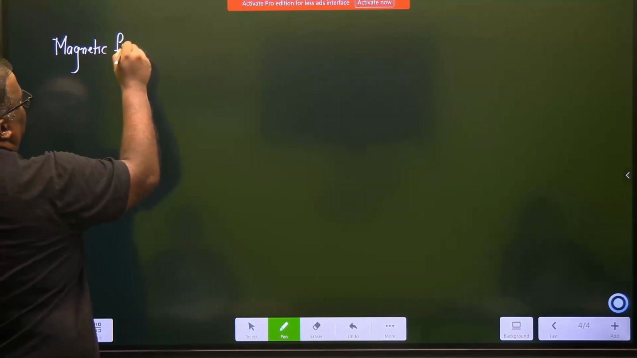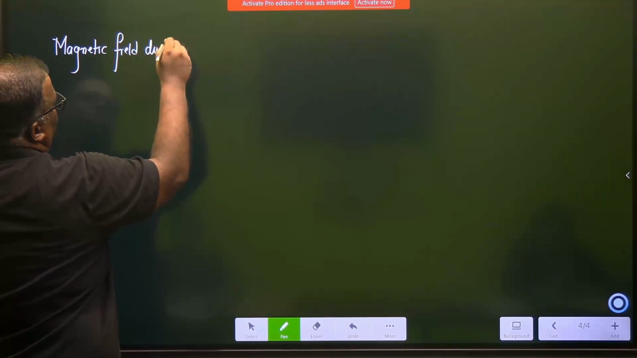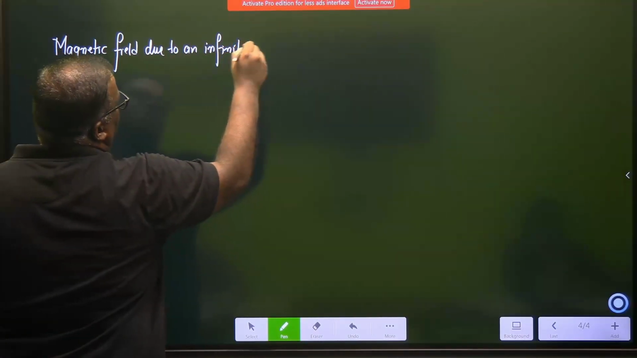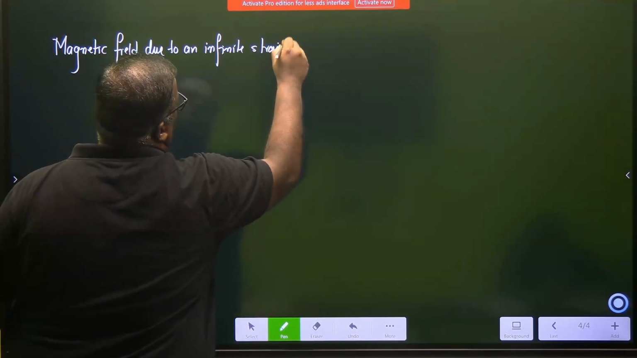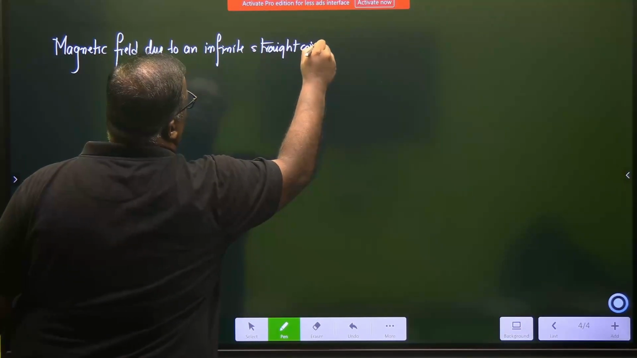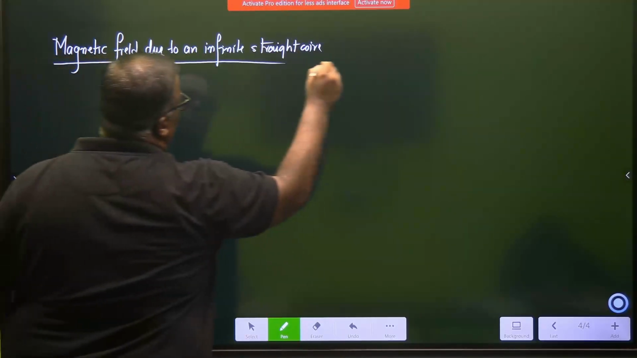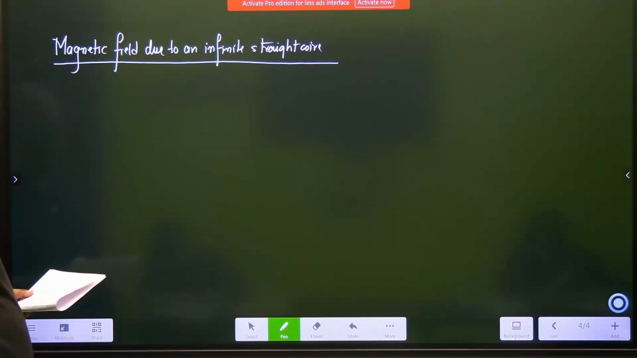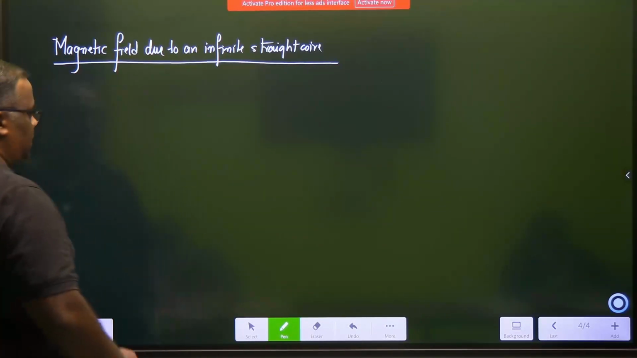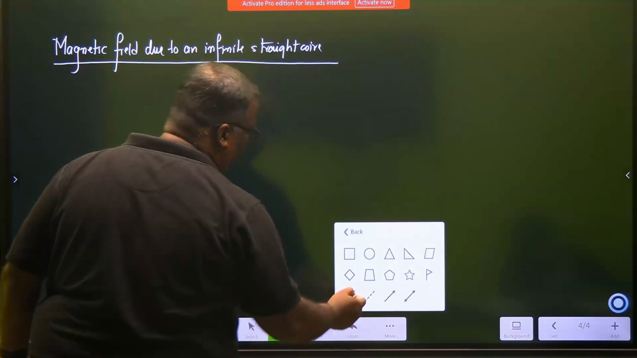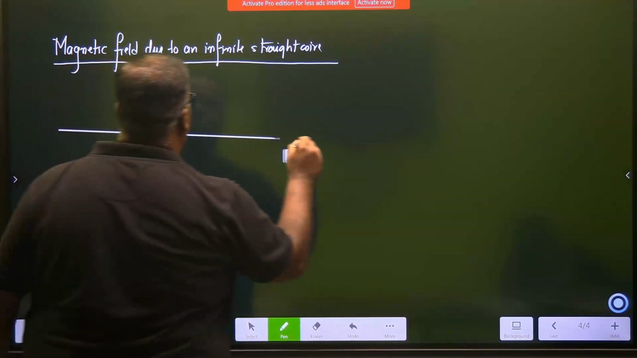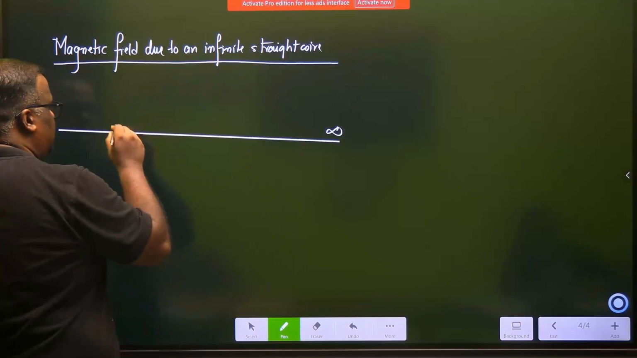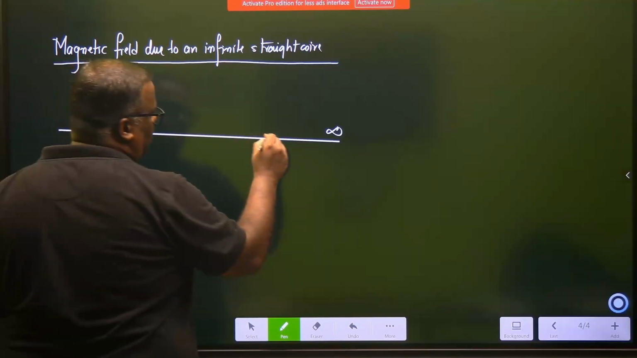Magnetic field due to an infinite straight wire. This example will make your understanding more clear. Here it is not a small wire, it is a big straight wire. So you can write down, suppose the infinite straight wire carries a current I. You have an infinite straight wire, going till infinity, and it is carrying a current I.